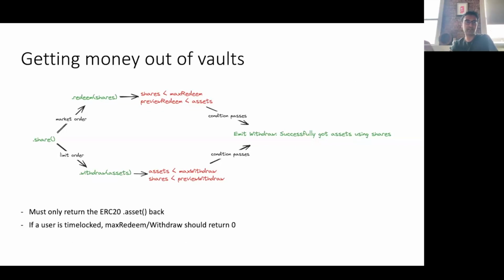Getting money out of vaults is very similar, but we replace deposit with redeem, which is the market order here, and then withdraw, which is the limit order. A little bit confusing, I know, because you typically think of deposit and withdraw being antonyms, but in the 4626 case, it's redeem. So pretty much the same conditions apply. Shares, we're asking that it has to be less than the max. Preview redeem, again, is used as a lower bound so that users don't feel like they got rugged when withdrawing from a vault, because preview functions should tell them the least amount of assets they should receive, so they have an idea. And then same on withdraw, except we use preview and max withdraw instead of redeem.